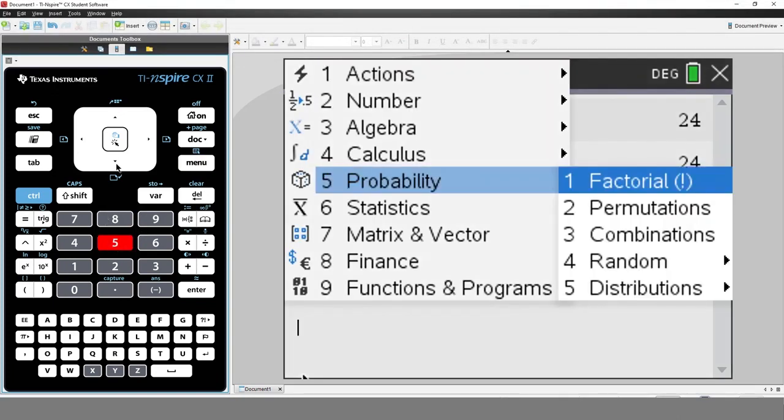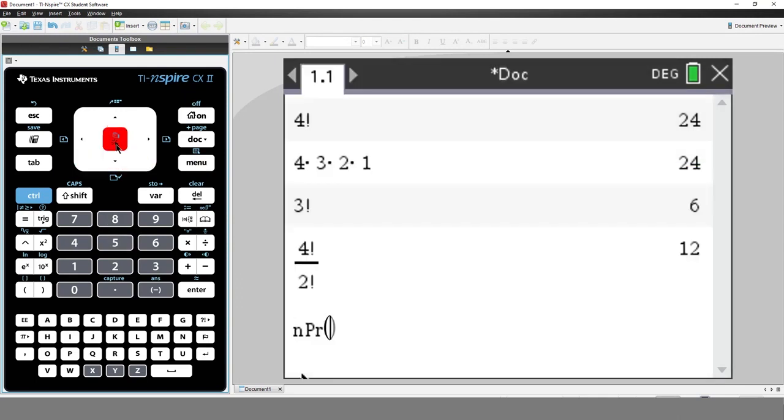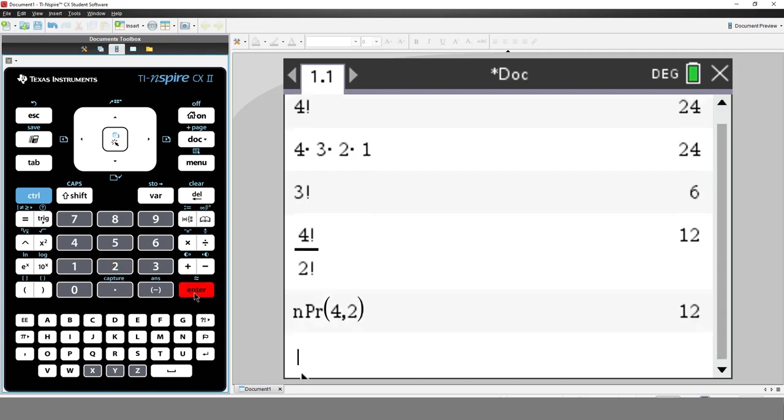The syntax is very simple. The first element is n. Let's say our four cars. The second element is the quantity of objects we want to arrange. In our case, the number of cars that we can see, 2. And we see the number of permutations is 12.